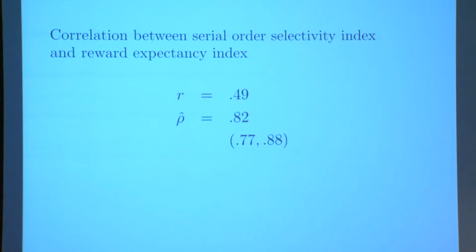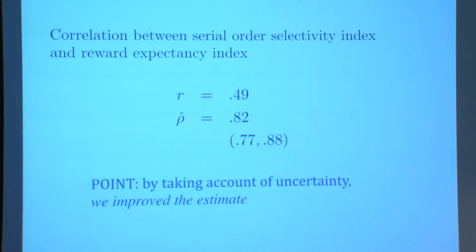This is just illustrating the kind of thing we do all the time in statistics, and my point really is this is an elementary problem. It's pretty easy to explain. So here are the actual data results. The correlation came up quite a bit. Here's the confidence interval, fine. So the point that I make to the students is that by taking account of uncertainty, we improve the estimate.